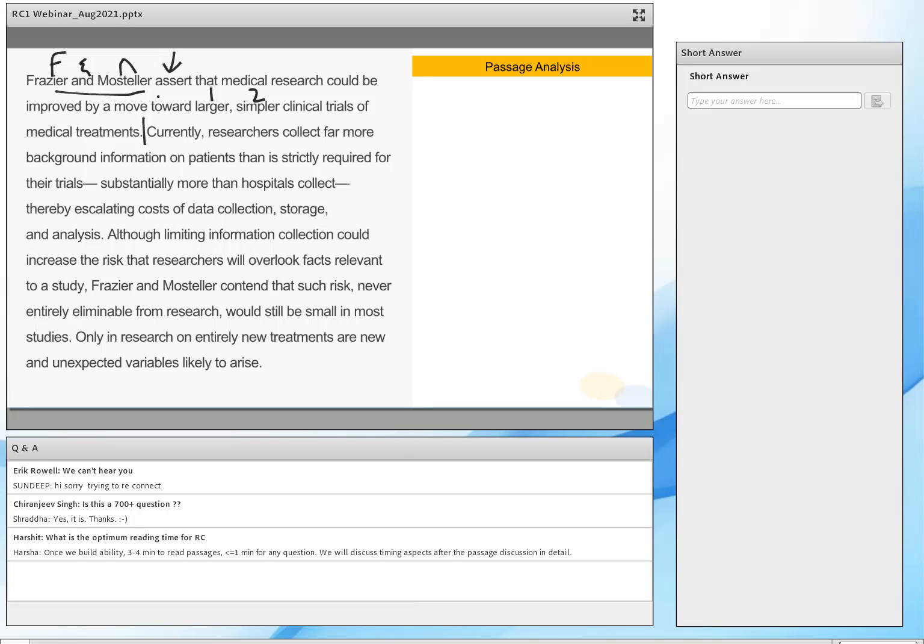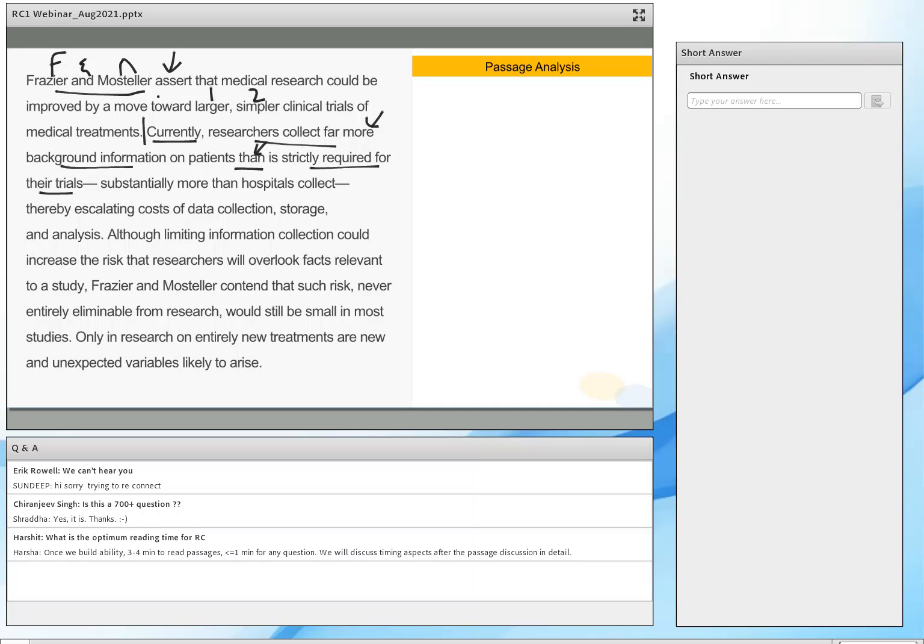Okay. So with that, we read on. Currently, that's my keyword here. Currently means right now. So in this sentence, the author presents how the clinical trials are done now. Researchers collect far more background information on patients than is strictly required for their trial. So we know that "more than" is presenting a comparison. So what is the comparison? The comparison is they collect far more data than is really required.